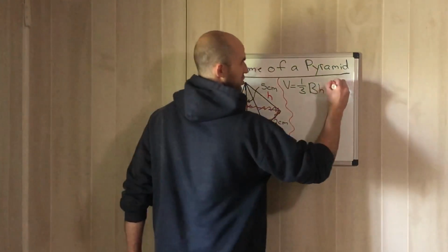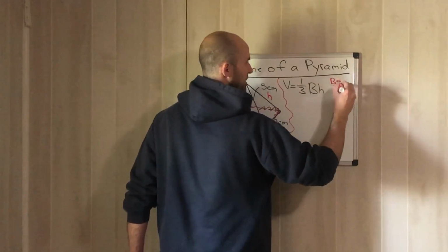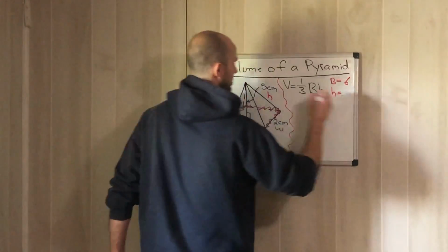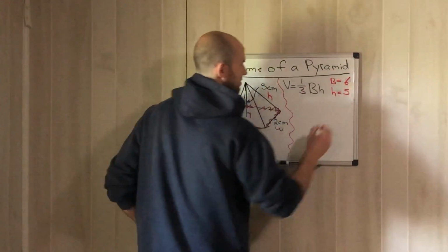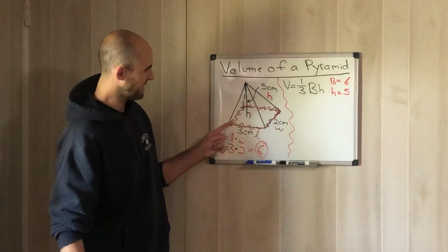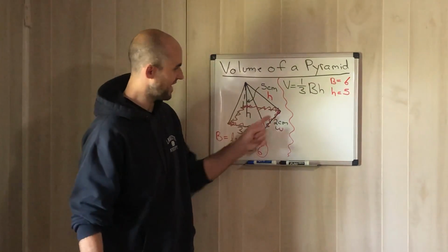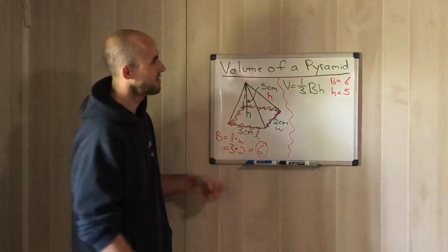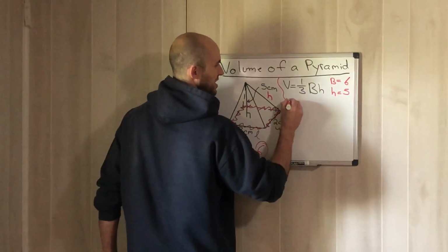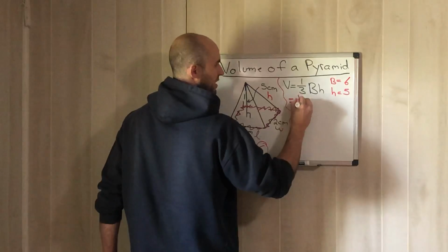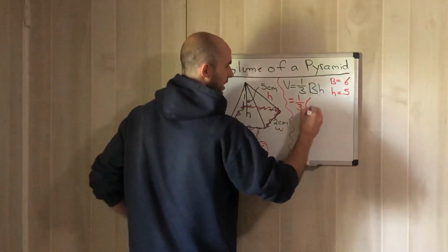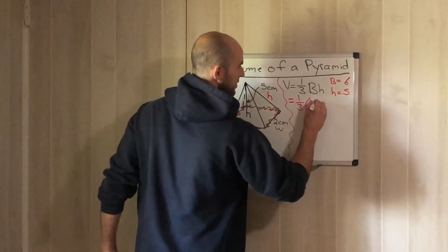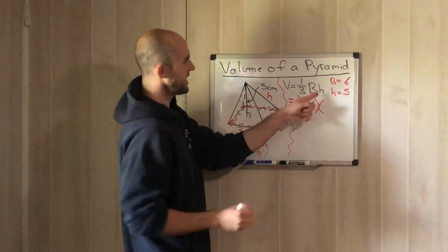Let me even write it here, just so we can keep it fresh. The base is 6, and the height is 5. And again, the way we found the base is, since it's a rectangle, the area is length times width, so we did 3 times 2, which is 6. Now it's just substituting. To find the volume, it's going to be a third, times the area of the base, which is 6, times the height, which is 5.